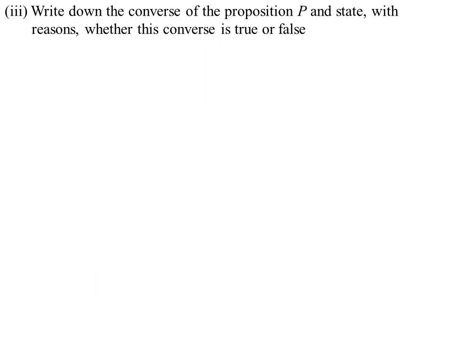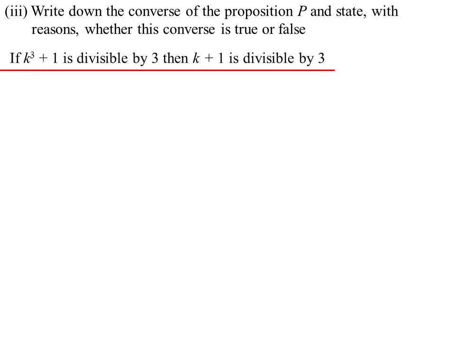Then the third one: now write down the converse of the proposition and state, with reasons, whether that converse turns out to be true or false. Remember we said that the converse of an implication may not necessarily be true even if the original is true. So is it true or false? Here's the converse, read backwards: if k cubed plus 1 is divisible by 3, then k plus 1 is divisible by 3. It makes sense to do this one by contraposition, because why did they ask me in part 2 to write that statement down? I may as well use it.